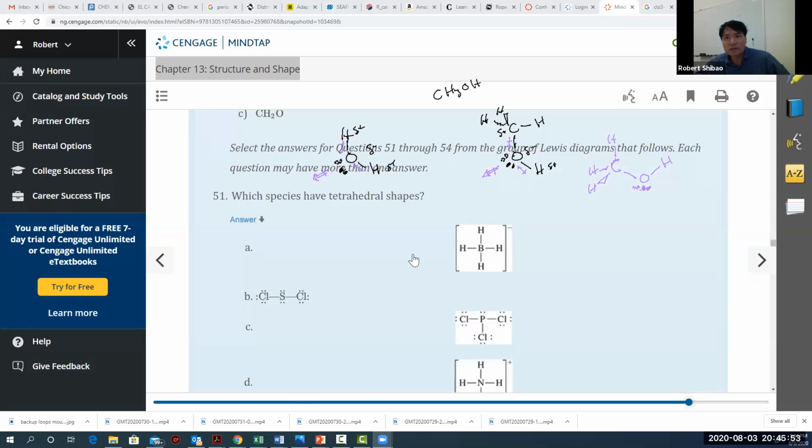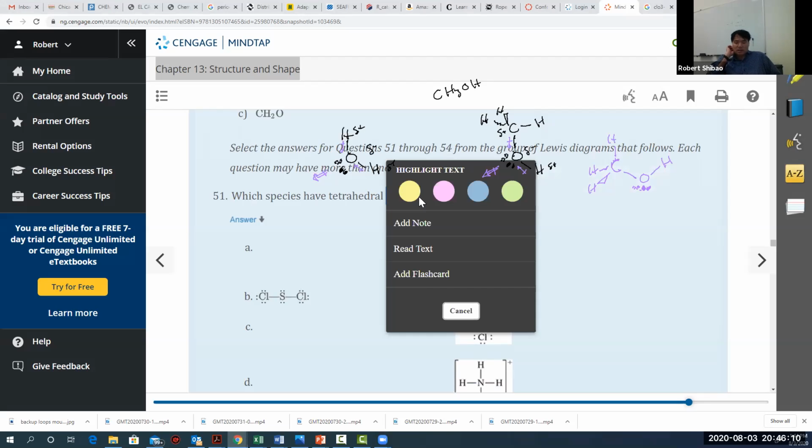Which species have tetrahedral shape? Well, we did this one. It's a very similar one, BF4 minus. This is BH4 minus. This is tetrahedral. Have tetrahedral shapes. Now, shape is the molecular geometry. Shape is not the electron pair geometry.